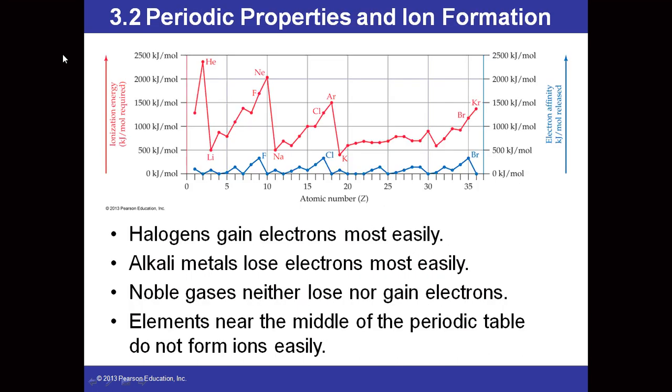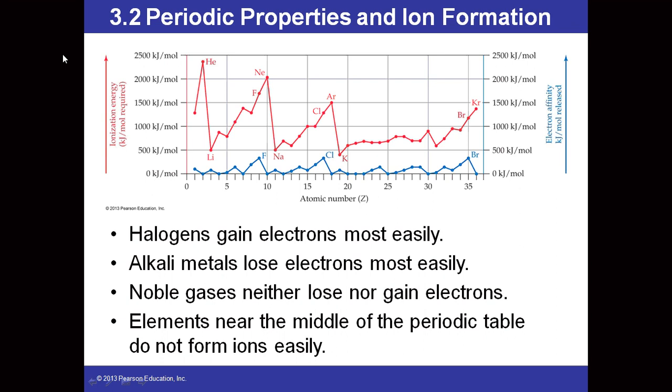Now, halogens gain electrons the easiest of the groups. Alkali metals lose electrons most easily. If you look at the way they're placed on the periodic table, that suggests that the elements on the left-hand side, columns 1 and 2, have a higher propensity for losing electrons, whereas the ones on the right tend to gain electrons.